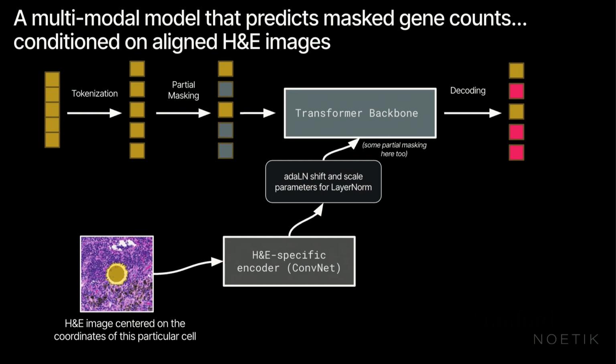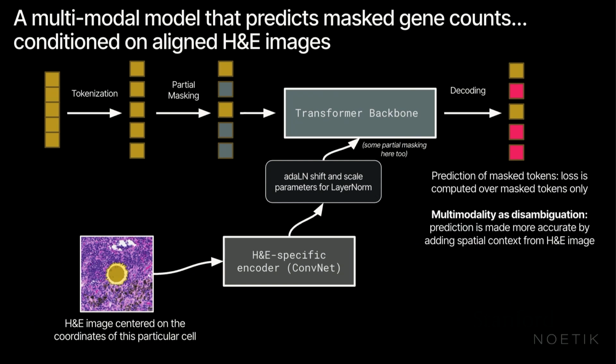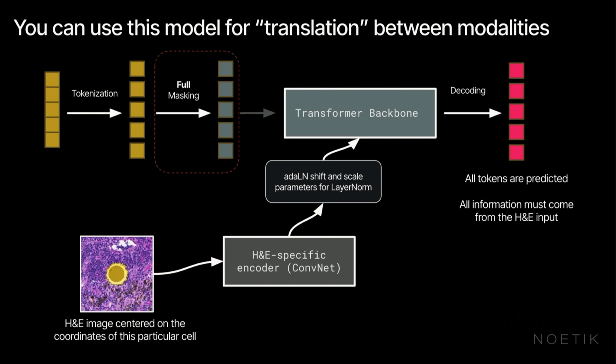And now the model gets to use this additional input as help. It's saying, I'm facing ambiguity. What can I do? Oh, well, I can look at the morphology of the cells around me and try to understand if that makes me, for example, a cytotoxic T cell or not. Once you've trained this model, you can then go to full masking.